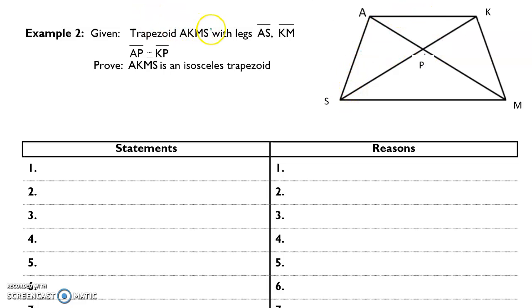We know that this is a trapezoid and AS and KM are my legs. Therefore, these are my parallel lines. Remember what parallel lines tell us. Okay, I'm going to give you guys a few minutes here. Go ahead and try this proof.